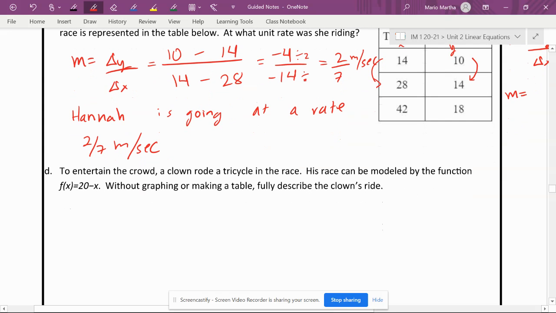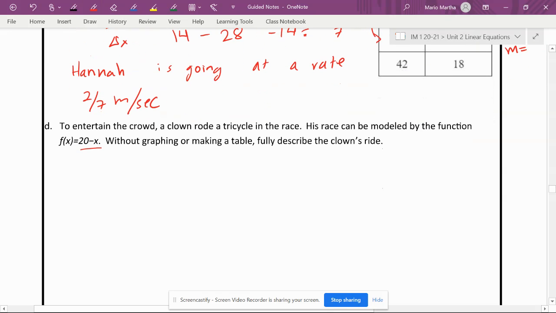And then to entertain the crowd, a clown rode a tricycle in the race. His race can be modeled by the function f of x equals 20 minus x. Without graphing or making a table, fully describe the clown's ride. So again, even though this is in a different order, you notice that the x is in the second spot here. You want to be careful because the x is still next to the rate.